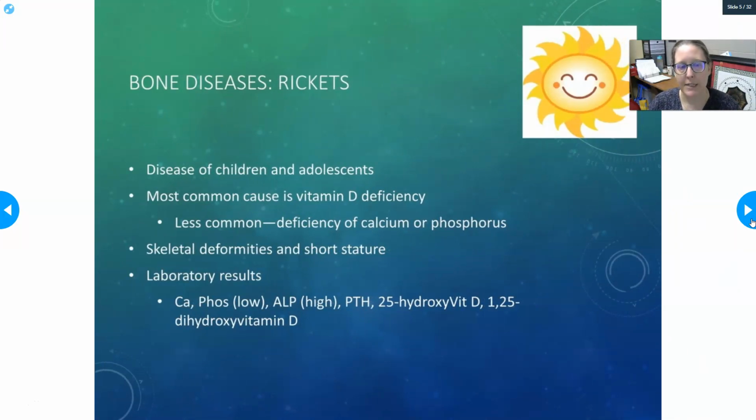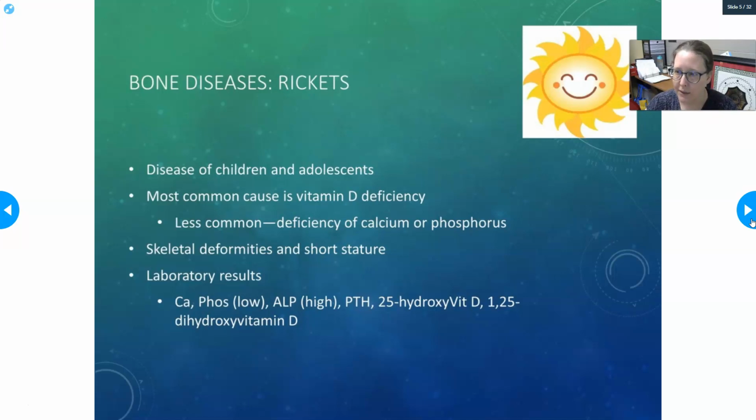Rickets is a disease of children and adolescents, so as they are growing. The most common cause of rickets is vitamin D deficiency. These kids or adolescents tend to have bowed legs because the bone is a little too soft. A less common cause is a deficiency of calcium or phosphorus, although we usually can get enough calcium or phosphorus. What you have to understand is you have to have vitamin D present to be able to absorb calcium from the diet.